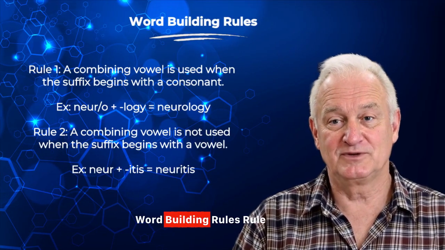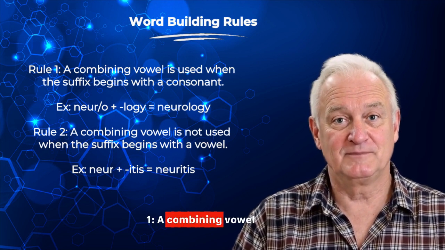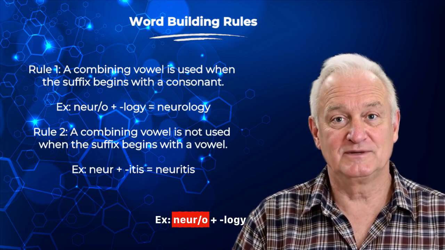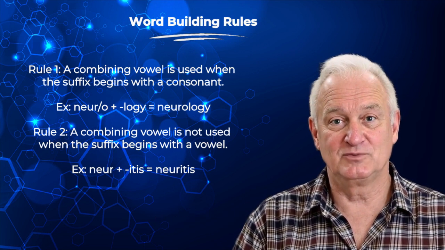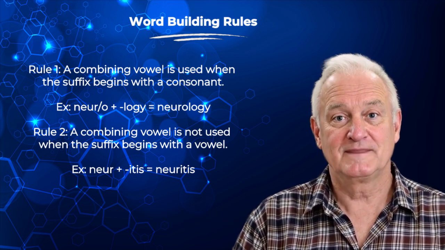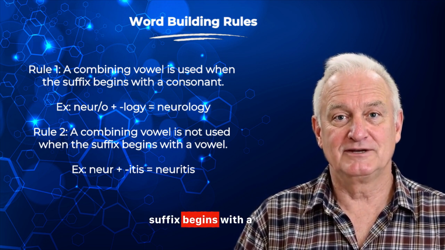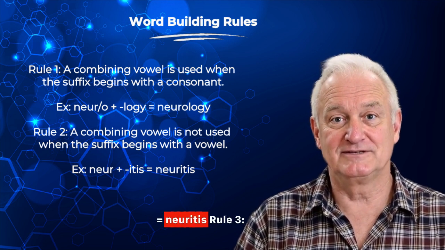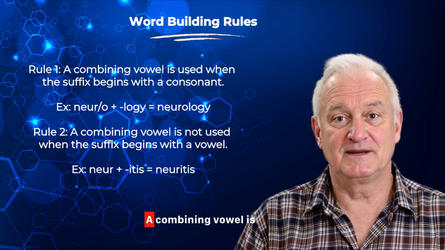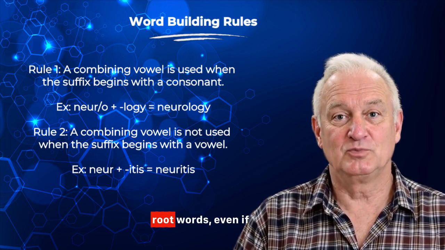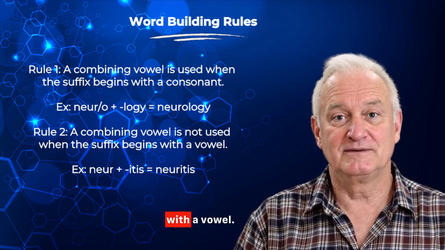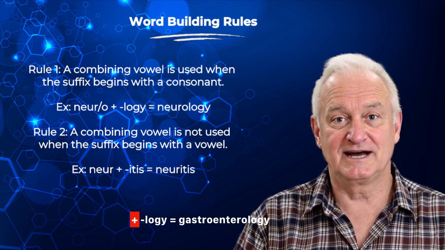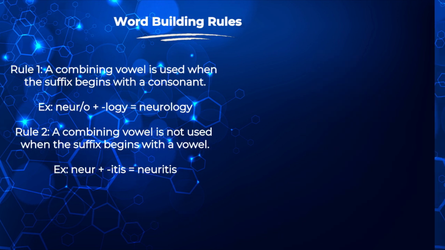5. Word building rules. Rule 1. A combining vowel is used when the suffix begins with a consonant. Ex. neur/o plus -logy equals neurology. Rule 2. A combining vowel is not used when the suffix begins with a vowel. Ex. neur plus -itis equals neuritis. Rule 3. A combining vowel is used when joining two root words, even if the second root begins with a vowel. Ex. gastr/o plus enter/o plus -logy equals gastroenterology.